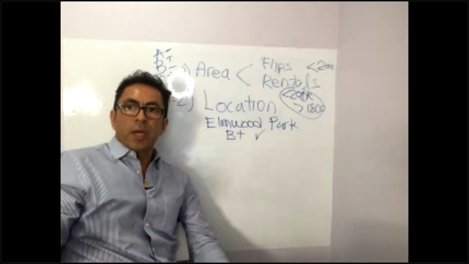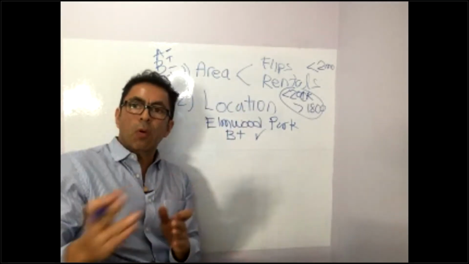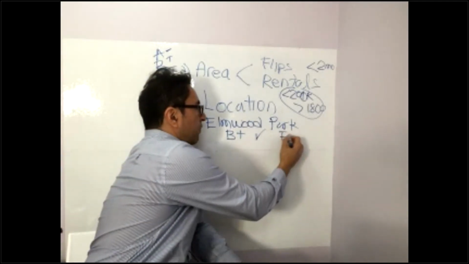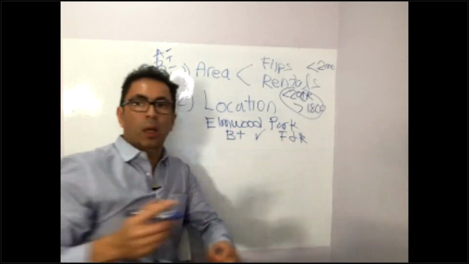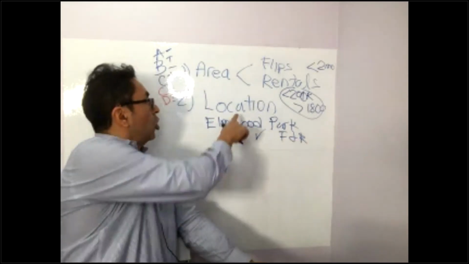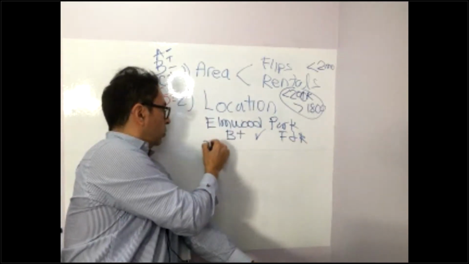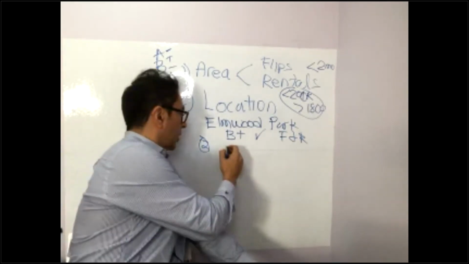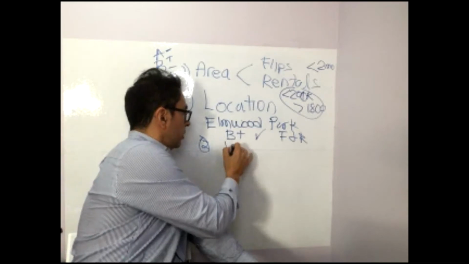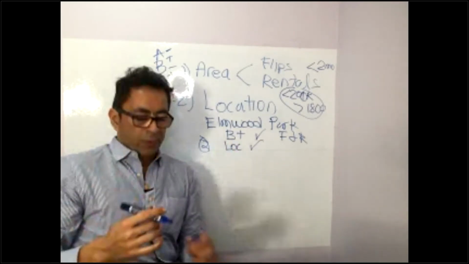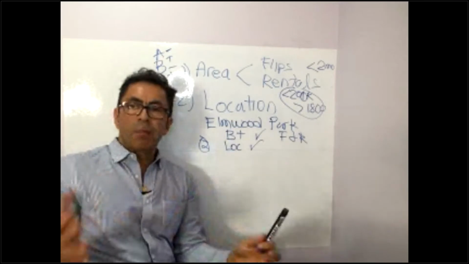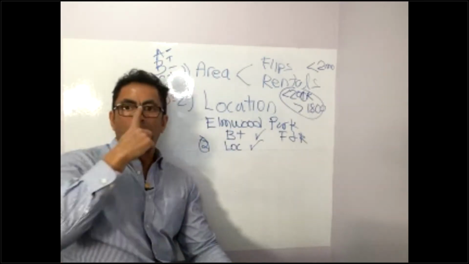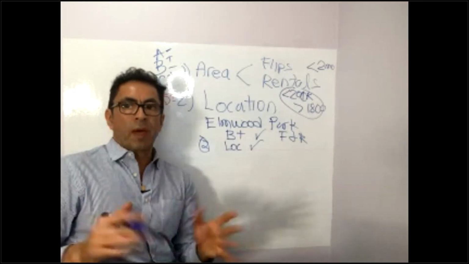And then I need to understand, does Elmwood Park support flips or rentals? Guess what? It supports both. You can do a flip and a rental in Elmwood Park. So that's great. Now, location, number 2 factor. Is the property on a quiet street? Yes. Okay, so location is good. It's nowhere near busy streets, train tracks, cemeteries, floodplains, airplanes, none of that.